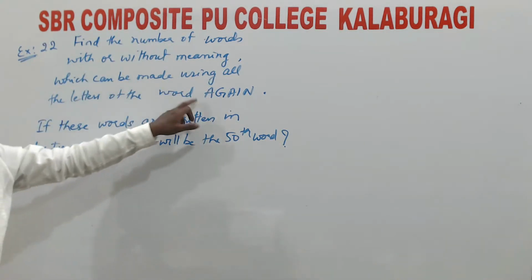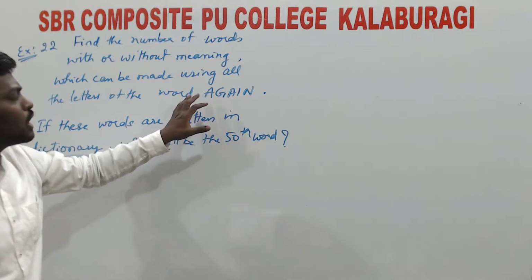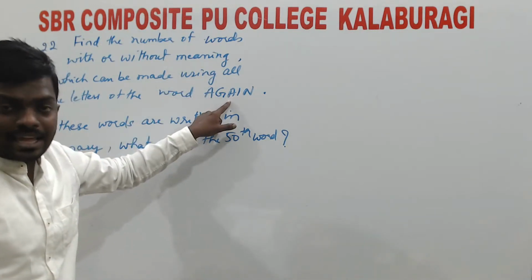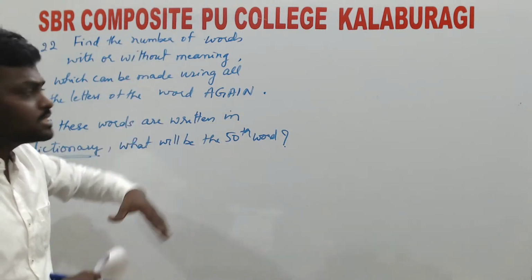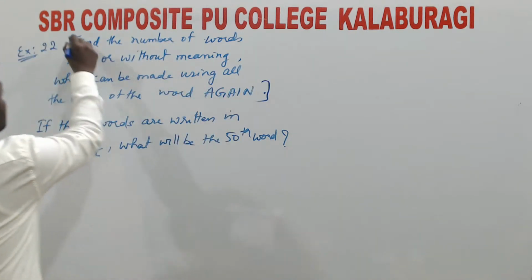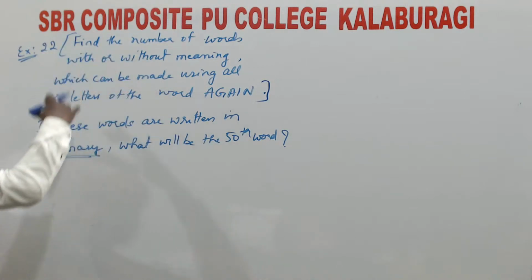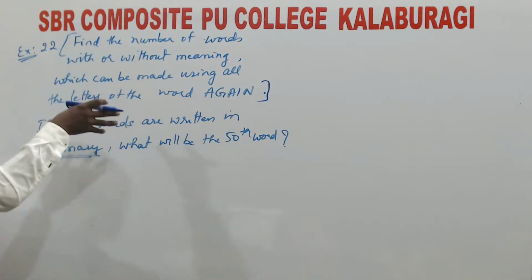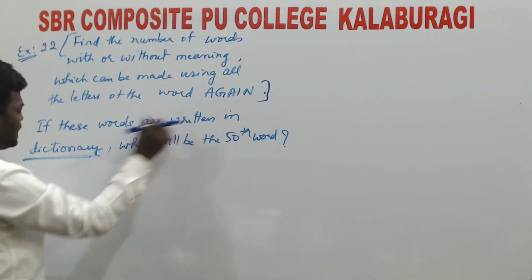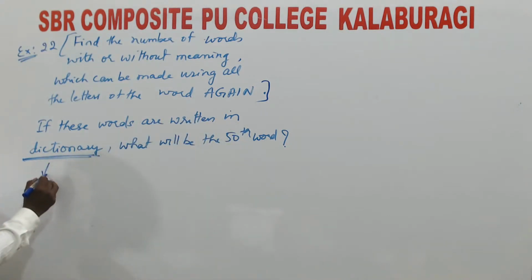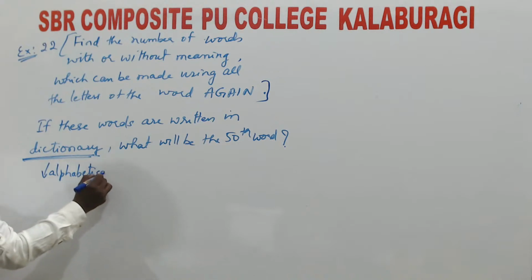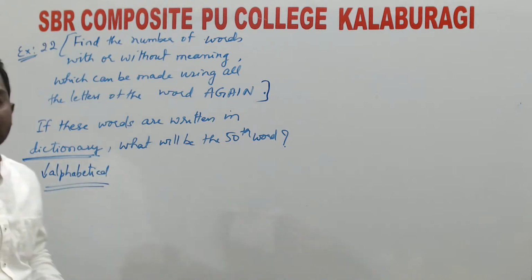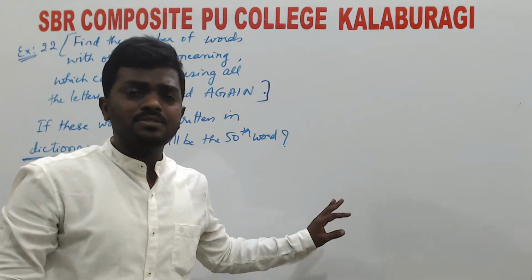So the question is to find the number of words with or without meaning which can be made using all the letters of the word AGAIN. We need to check how many words are possible. That's the first part of the question. Among these words, if you write them in a dictionary, dictionary means alphabetical order. You might have seen a dictionary, right? I believe you have seen a dictionary.